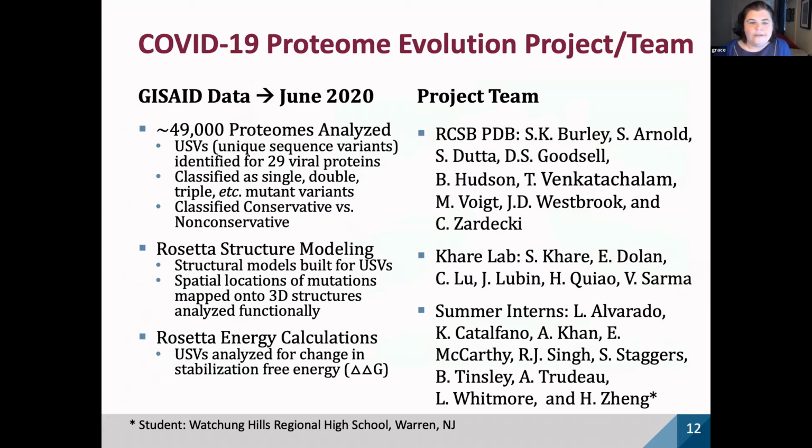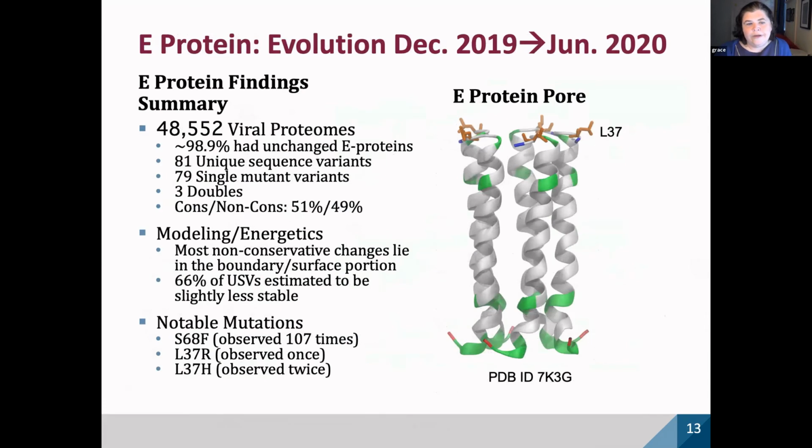The same project that was already discussed for many of the other proteins, that team also investigated the E protein. And what they found was that the E protein is genetically quite stable. Of their sample, almost 99% had unchanged E proteins. There were 81 unique sequence variants, 79 were single mutant variants, and there were 3 doubles. There were about half and half conserved and non-conservative.